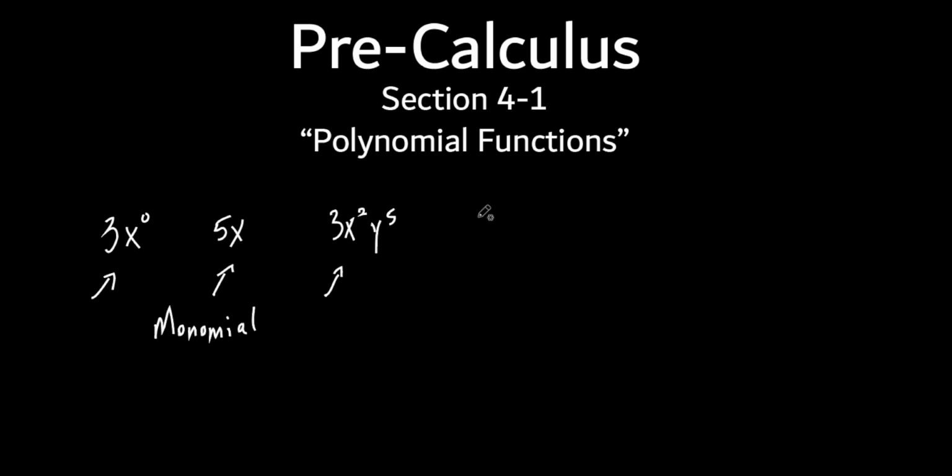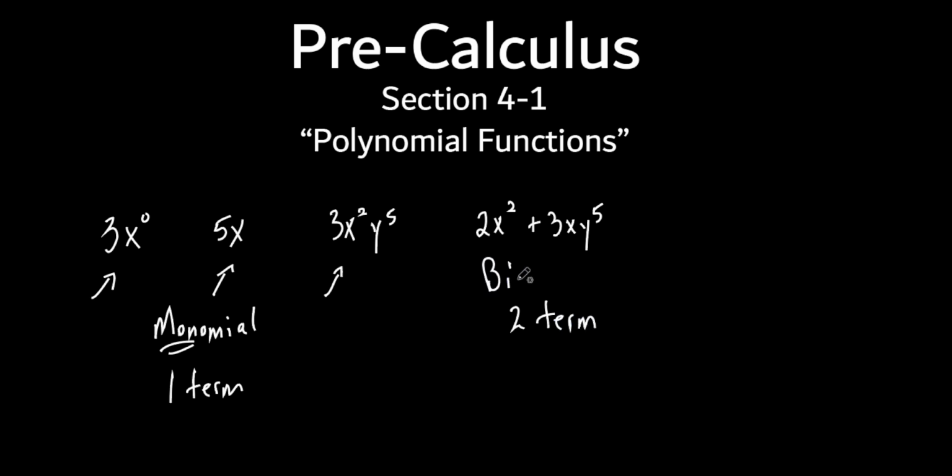What would be a binomial? I'm just making one up here: 2x squared plus 3xy to the 5th. This would be a binomial. Why is this a binomial and this is a monomial? Mono meaning one, correct? And you got the nomial thing in here, right? So it's one term, a one-term polynomial. This would be a two-term polynomial. So we call this a binomial.